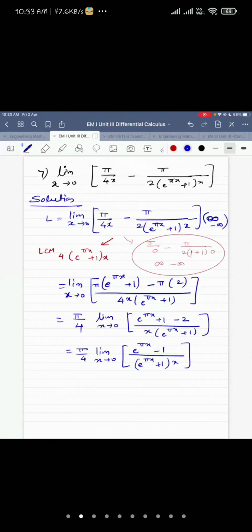Now let me check the form. In what form is it? When x tends to 0, e raised to 0 is 1. So 1 minus 1, that is 0. Because e raised to 0 is 1. And the denominator x is 0, so it has to be 0. So this is 0 by 0 form. And therefore, I can apply LHR.